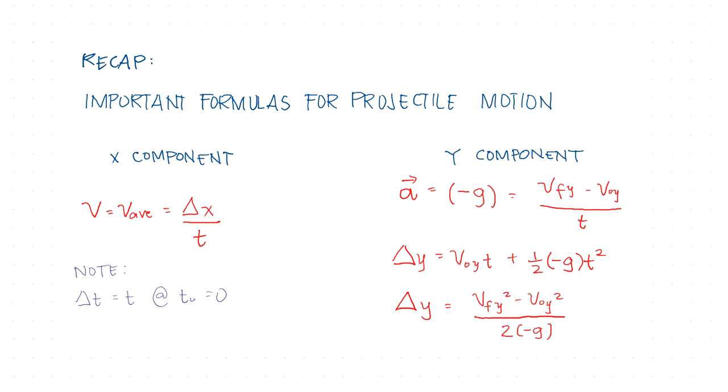The things that you need to remember is that the velocity on the x-axis is constant, and since it's constant, there's no acceleration. The only acceleration that happens in a projectile motion is the acceleration in the y-axis. So the only acceleration is the acceleration due to gravity. So let's try to solve some sample problems.